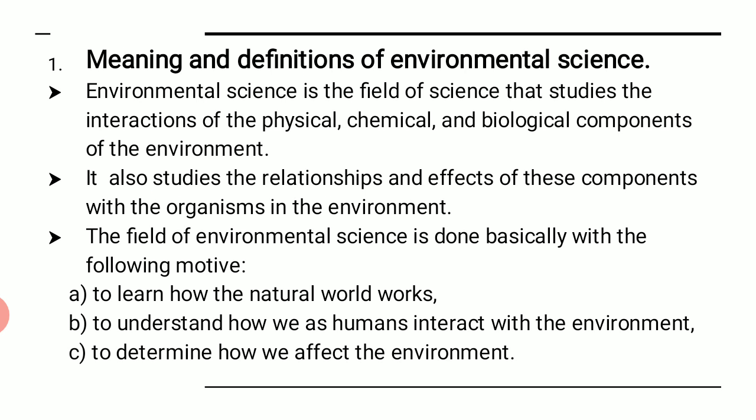When we are dealing with the meaning, one must be clear about what environmental science is. Environmental science is the field of science that studies the interaction of physical, chemical, and biological components of the environment. What is environmental science? It is such an area in which there is a study of what? Study of interaction between the physical, chemical, and biological components of the environment.